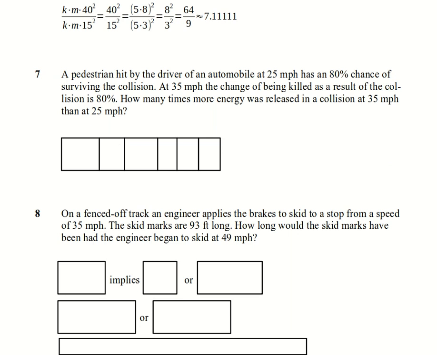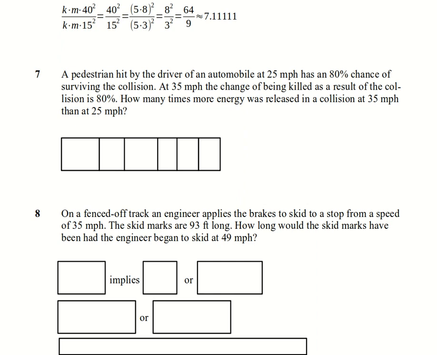A good rule of thumb, and you've probably come across this in driver training courses, is if you're hit by an automobile at 25 miles an hour, you have an 80% chance of surviving that collision. However, if you're hit at 35 miles per hour, just a tad larger, some drivers might think, you only have a 20% chance of surviving and an 80% chance that you'll be killed. So really important, those speeds.